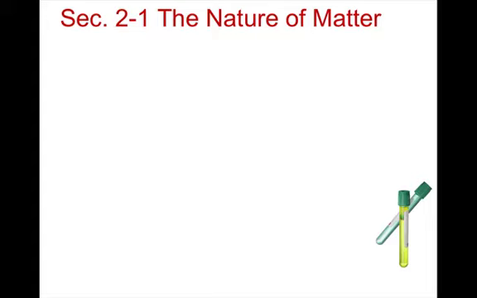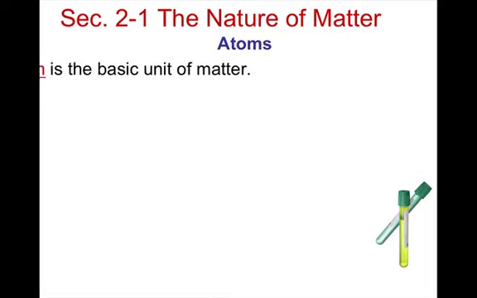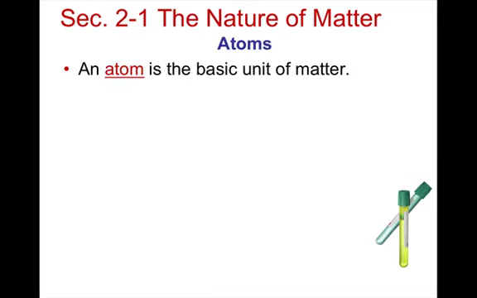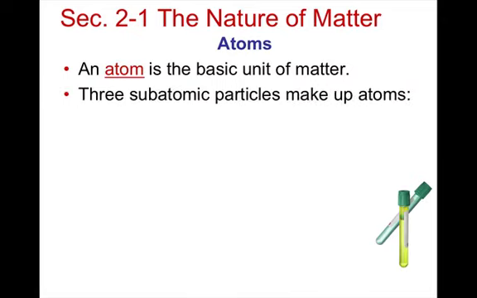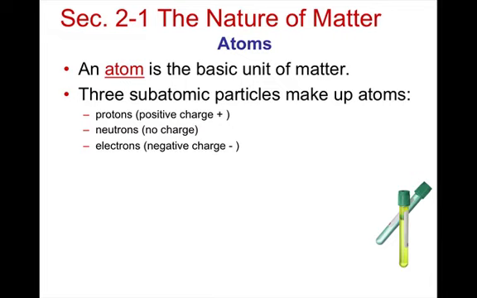So we'll start out with atoms. An atom is the basic unit of matter, and an atom is made up of 3 subatomic particles, and those would be protons, which carry a positive charge, neutrons, which have no charge at all, and electrons, which carry a negative charge.